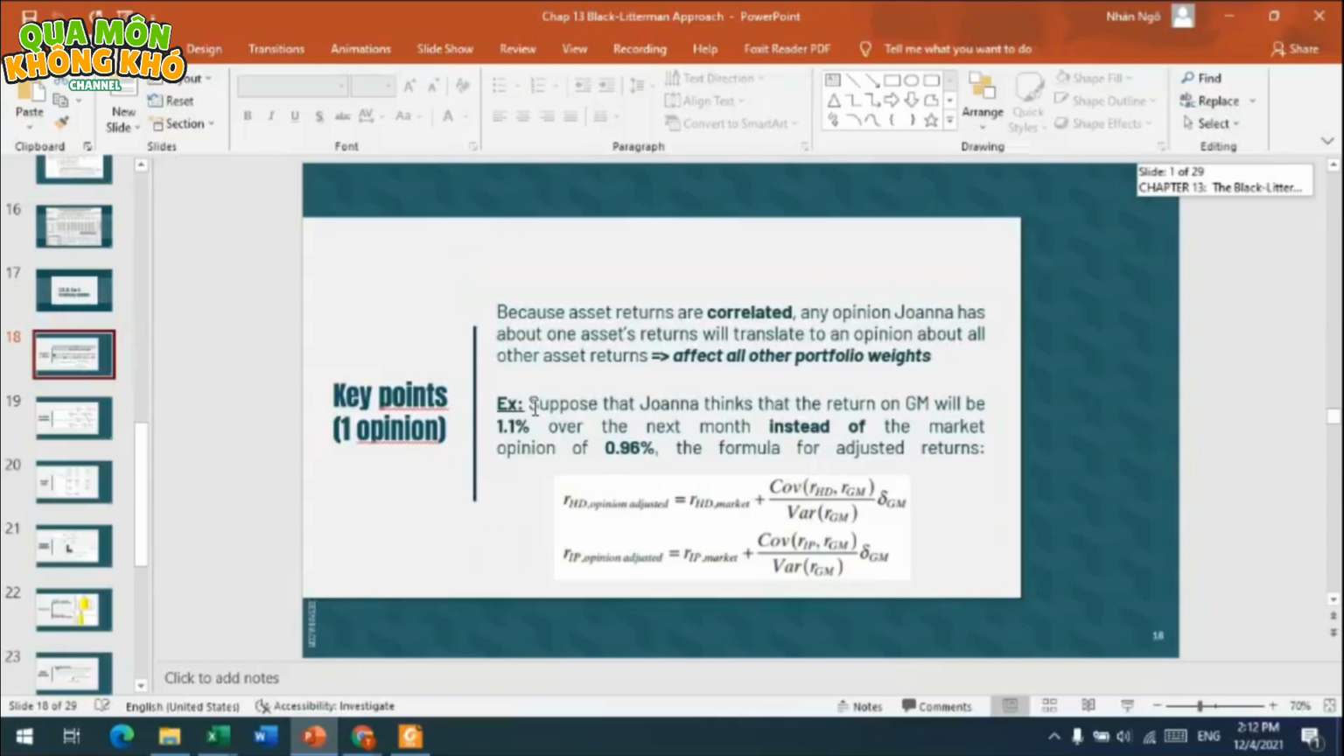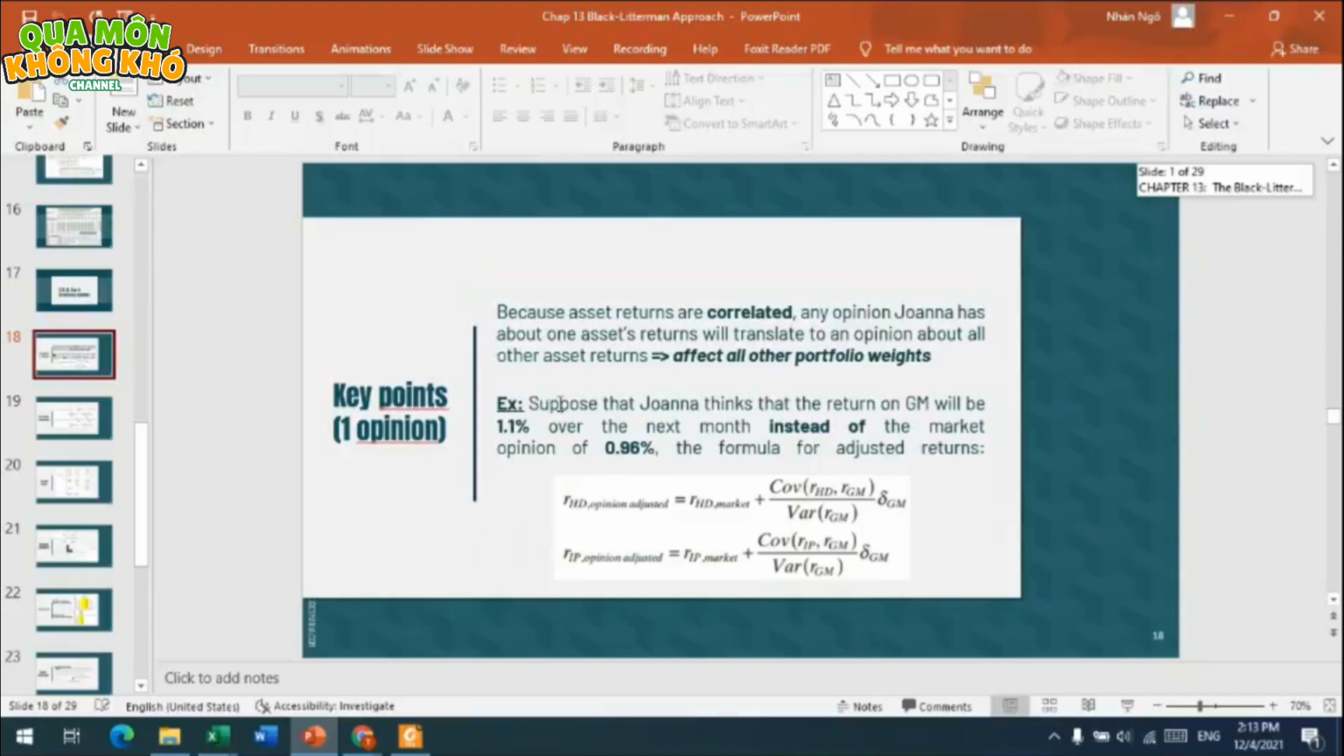As you know, there is always a correlation between the asset returns. So any opinion about an asset will translate to an opinion about other asset returns. It means that an opinion on the return of one asset will affect all other portfolio weights.